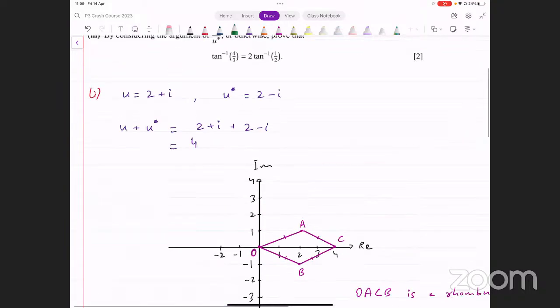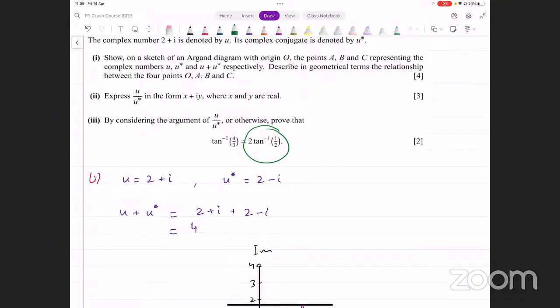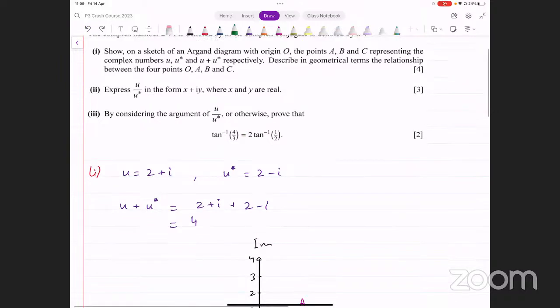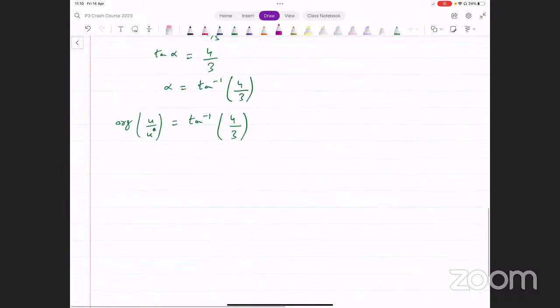Now, where do we get this right side from? Tan inverse of 1 over 2. You see, two complex numbers are divided here. When two complex numbers are divided, so in this case, u over u conjugate, their arguments are supposed to be subtracted. So we can use this rule here that the argument of u over u conjugate should be equal to argument of u minus the argument of u conjugate. Okay, we can just use this.